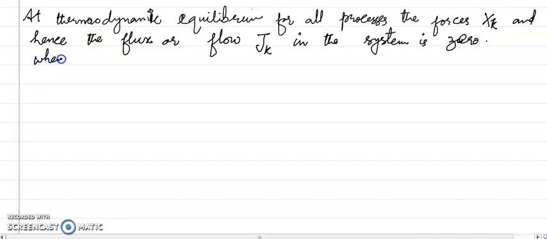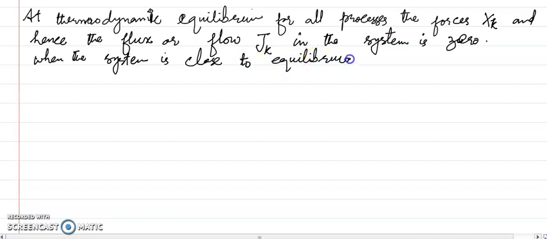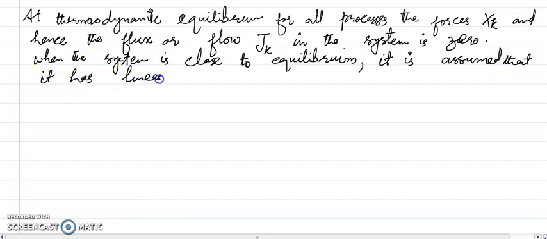Now when the system is close to equilibrium or near to equilibrium, it is basically assumed that it has linear dependence of J on X.